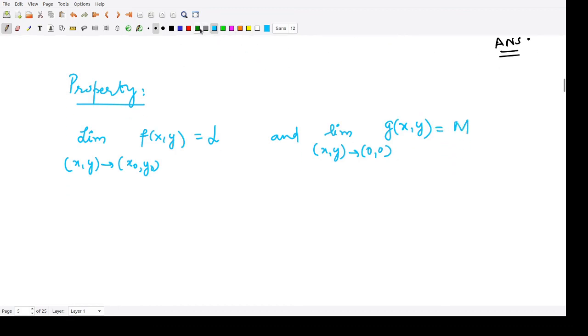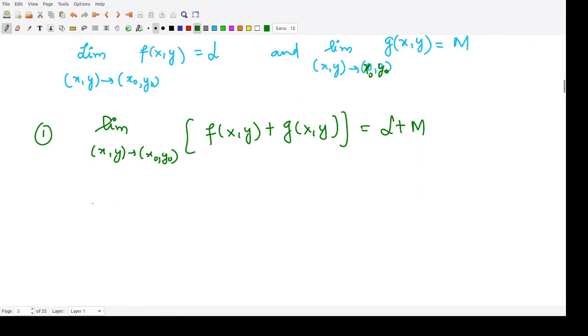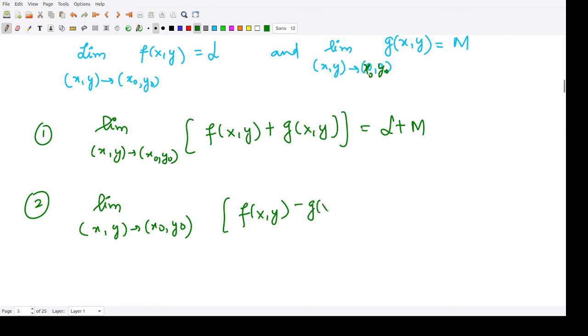Then we have certain properties. The first property is the sum rule, which states that the limit as (x, y) tends to (x₀, y₀) of f(x, y) + g(x, y) would be L + M. Then we have the difference property. It says that the limit as (x, y) tends to (x₀, y₀) of f(x, y) − g(x, y) would be L − M.